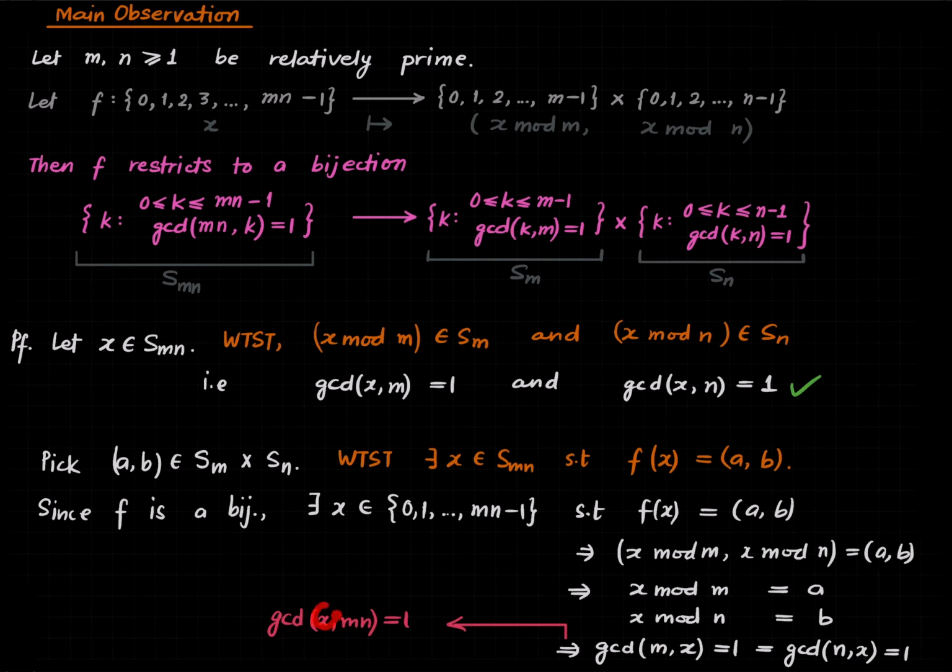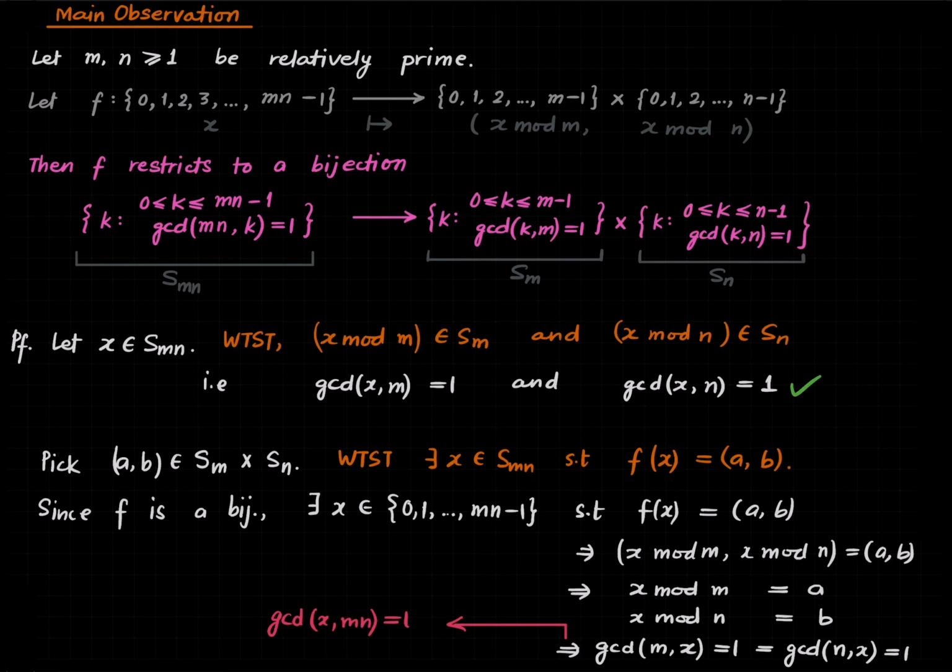We wanted to show that X actually lies in Smn, which was equivalent to showing that the GCD of X with Mn is 1. So I haven't written it in a very formal way, but I'm sure you are able to complete this proof. It's just the basic properties of GCDs coupled with the Chinese remainder theorem that we already know. It's not a new idea in any way.